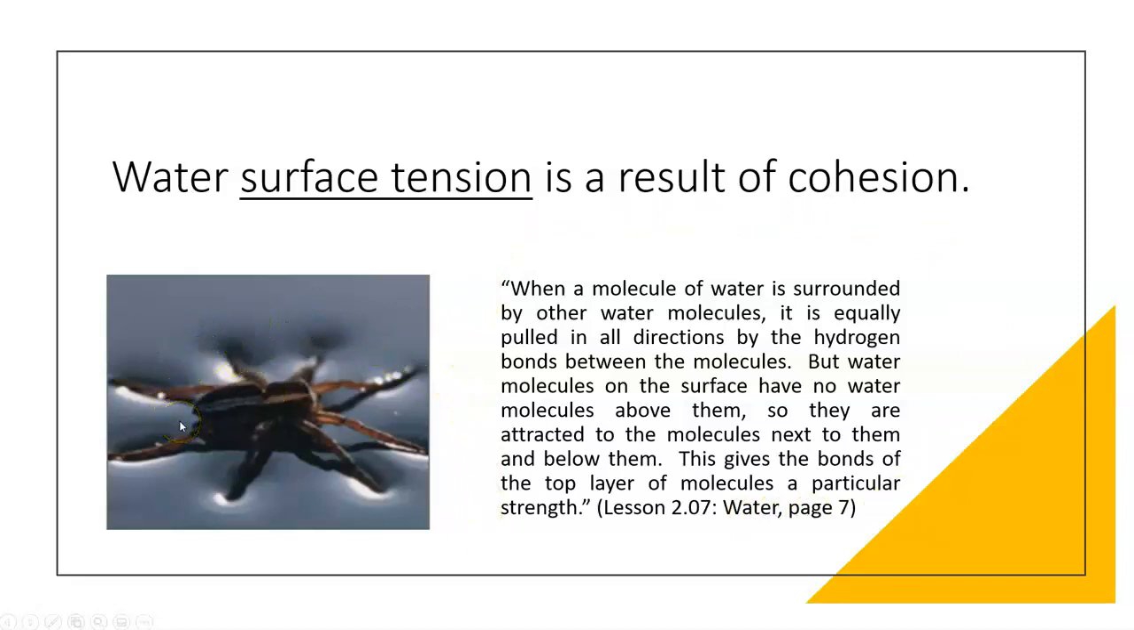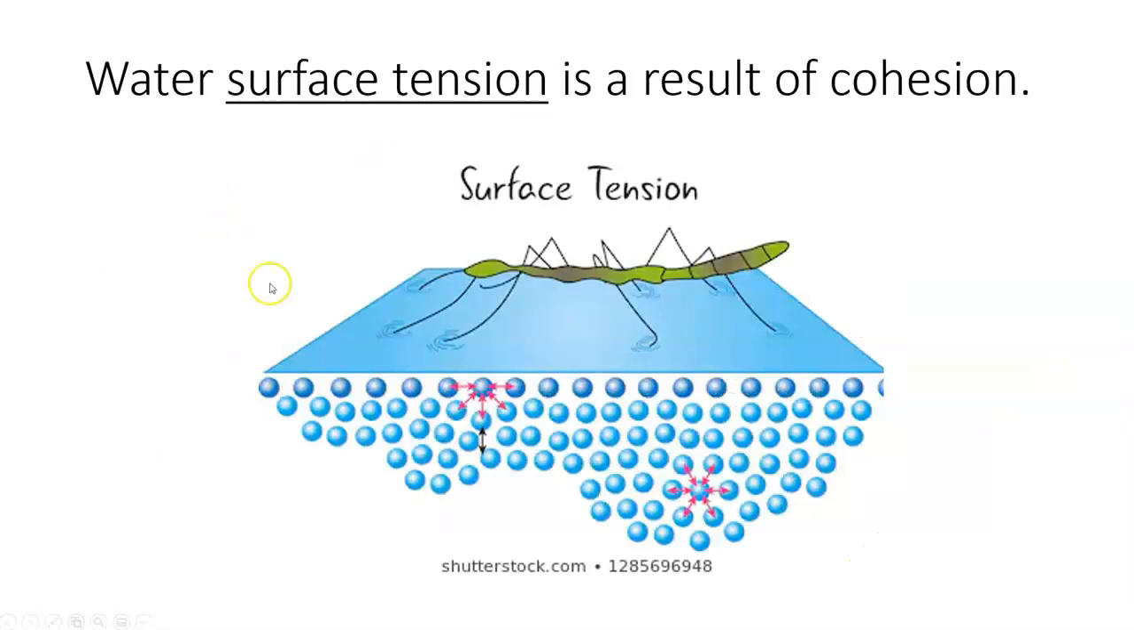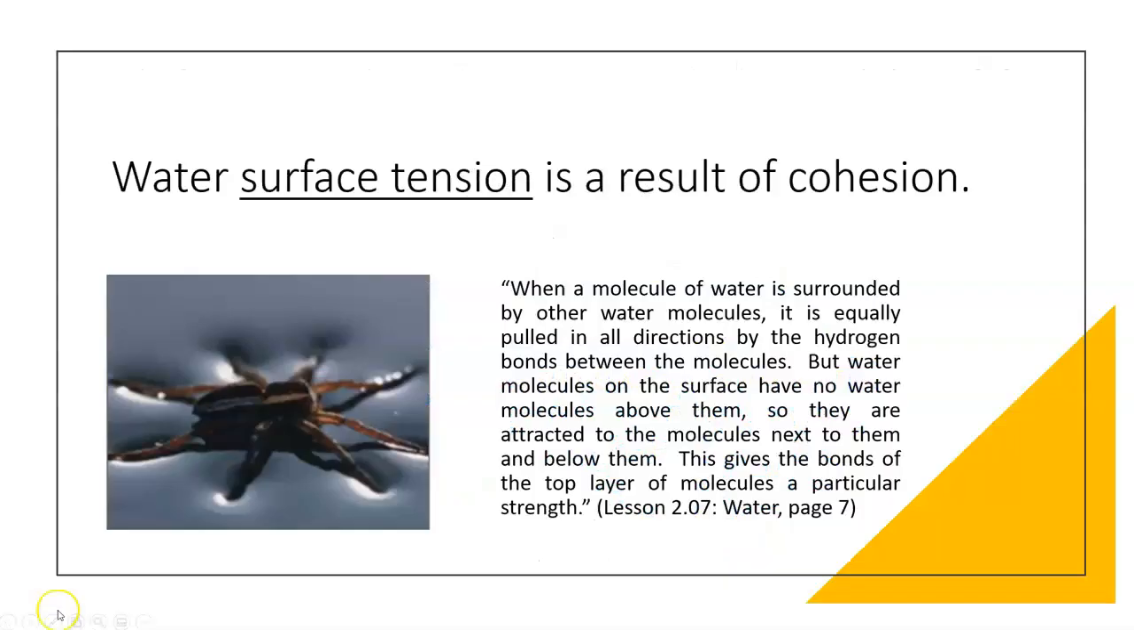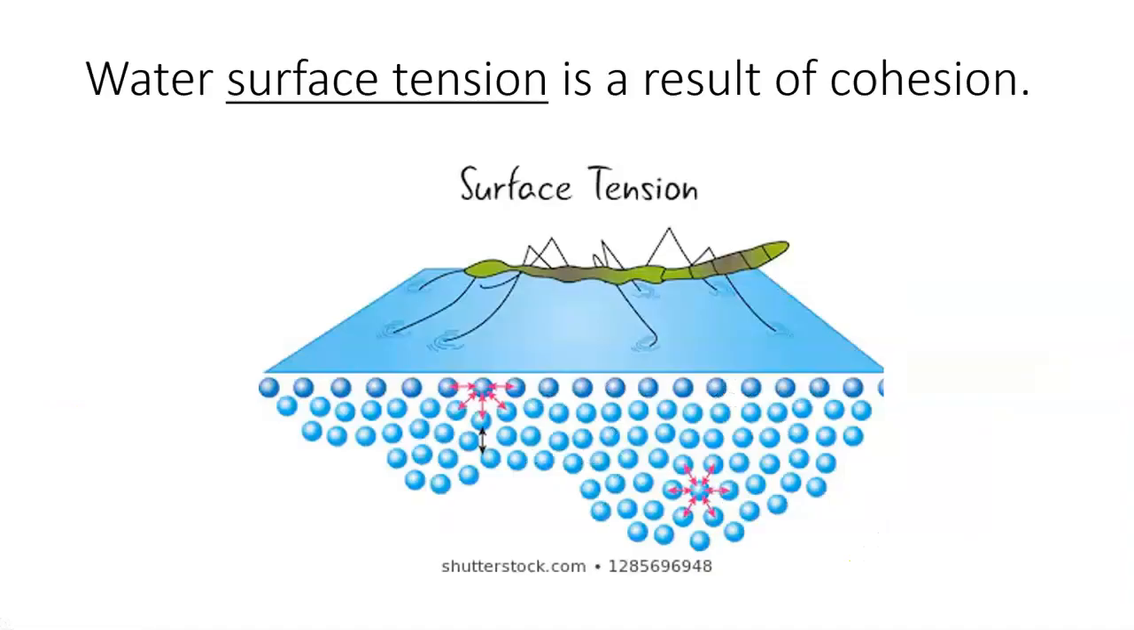And it's sitting on top of the water. So water surface tension is due to the hydrogen bonding of water. But what's cool is when you're dealing with surface tension, here's a little water strider sitting on top of the water. You have these water molecules and they're attracted to the water molecules next to them. They're attracted to the water molecules below them, but there are no water molecules above them, because it's just air. And so it allows for this thing called surface tension to form, which is a particularly strong, I think we said it in the last slide, bond that gives the top layer of molecules a particular strength that we call surface tension.